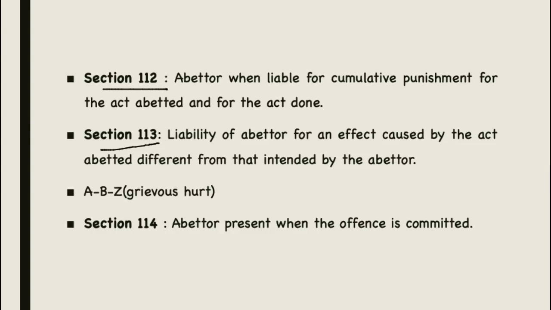Let's say A instigates B to cause grievous hurt to Z, and B, in consequence of the instigation, causes the grievous hurt to Z, and Z dies in consequence of the same. Here, if A knew that the grievous hurt abetted was likely to cause death, A will be liable with the punishment provided for murder. Quickly moving on to section 114, which basically talks about the abettor present when the offence is committed.